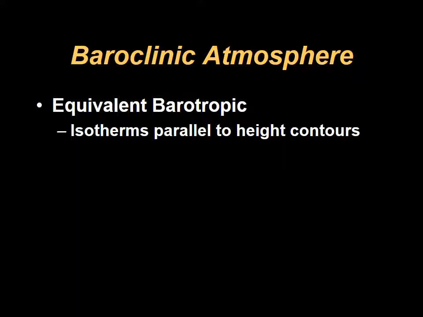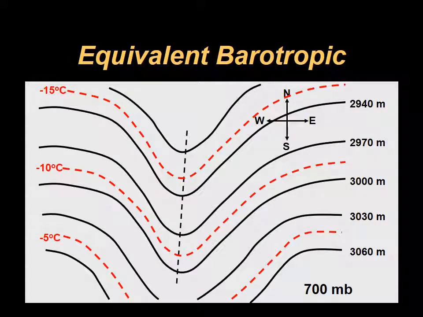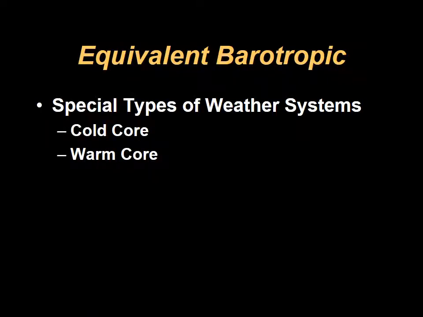So equivalent barotropic means that there is a temperature gradient on a constant pressure chart. You actually do see a temperature gradient, but those isotherms are parallel to the height contours. So looking at this, you can see that the isotherms are parallel to the contours, and that means that there is no temperature advection. So what we're going to do is look at the types of equivalent barotropic atmospheres that happen in our atmosphere. You'll see these quite frequently, actually.